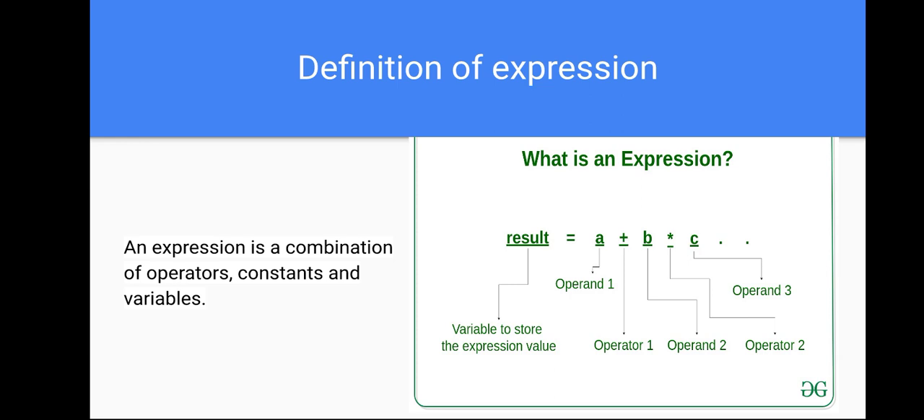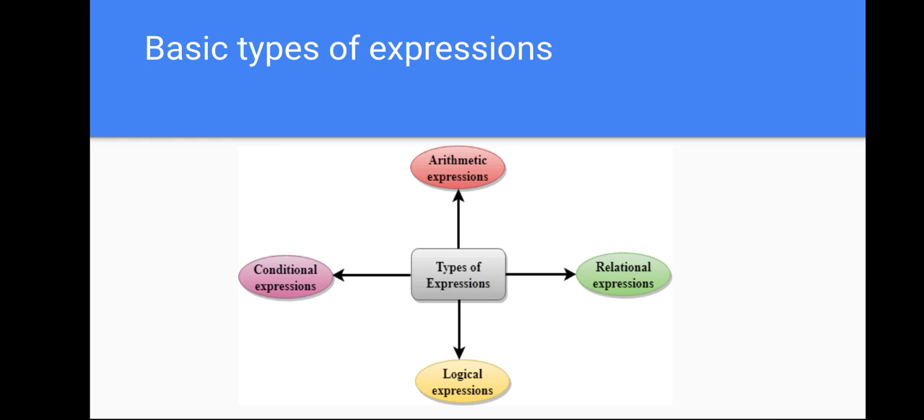So now here you see an example of an expression. Result is equal to A plus B into C. Here result is a variable, A is one operand, plus is an operator, B is another operand, star is another operator, and C is another operand. Likewise, we can keep on having many terms in an expression. Now let us see the types one by one.